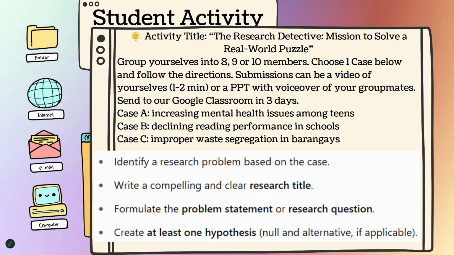And these are the cases. Case A, increasing mental health issues among teens. Case B, declining reading performance in schools. And case C, improper waste segregation in barangays. You will identify a research problem based on your chosen case, and you write a compelling and clear research title, and you will formulate the problem statement or the research question, and you will create at least one hypothesis, or if it is applicable, create the null and alternative hypothesis.